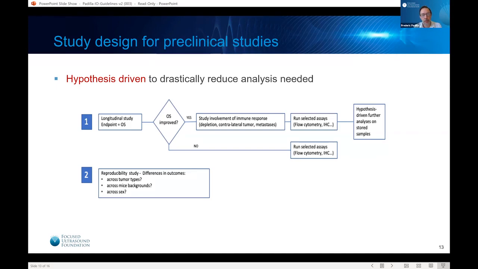We also like to emphasize the importance of reproducibility studies. Again, something that we discussed yesterday. I mean, Dr. Frank emphasized, for example, the differences that you can have in the same background mice coming from different vendors. So it's certainly interesting to assess the effect across different tumor types, across different mice backgrounds, across sex, for example.